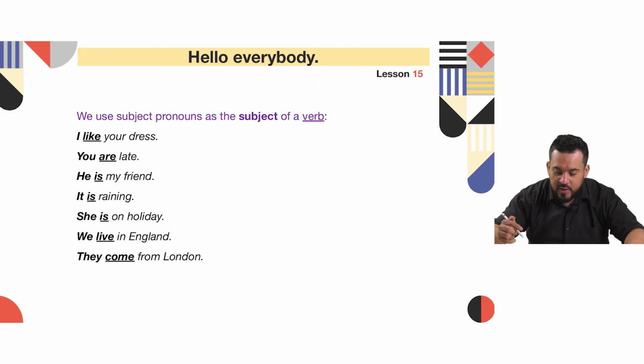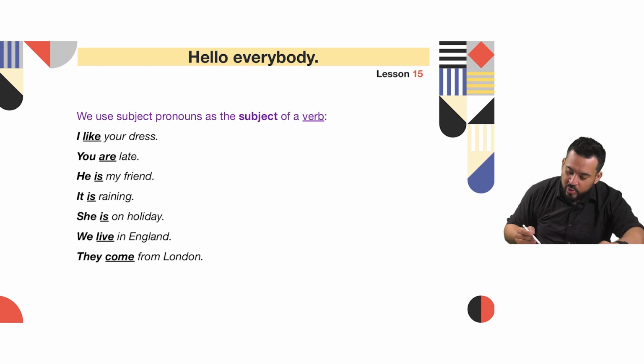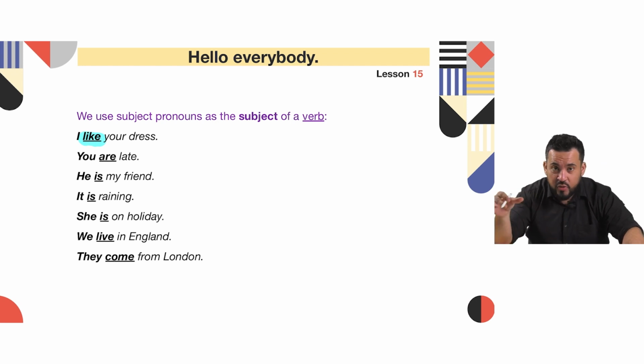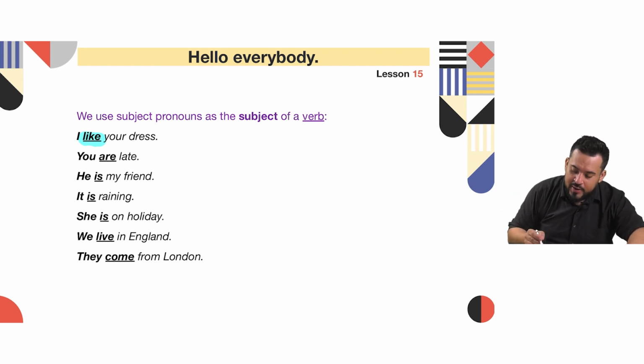Let's take a look. I like your dress. We use the subject pronoun as the subject of the verb. So, we will underline the verbs in the next sentences, or highlight them, so you would know where the verb is. And the I would be the subject of that verb. So, I like your dress. The subject here is I, and the verb is like. You are late. The subject here is you, and the verb is are.